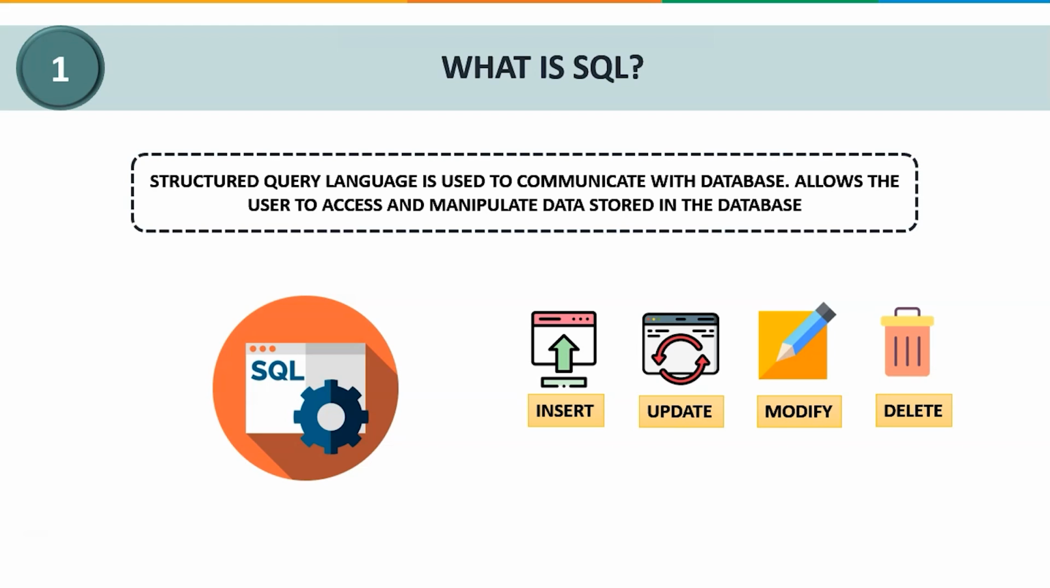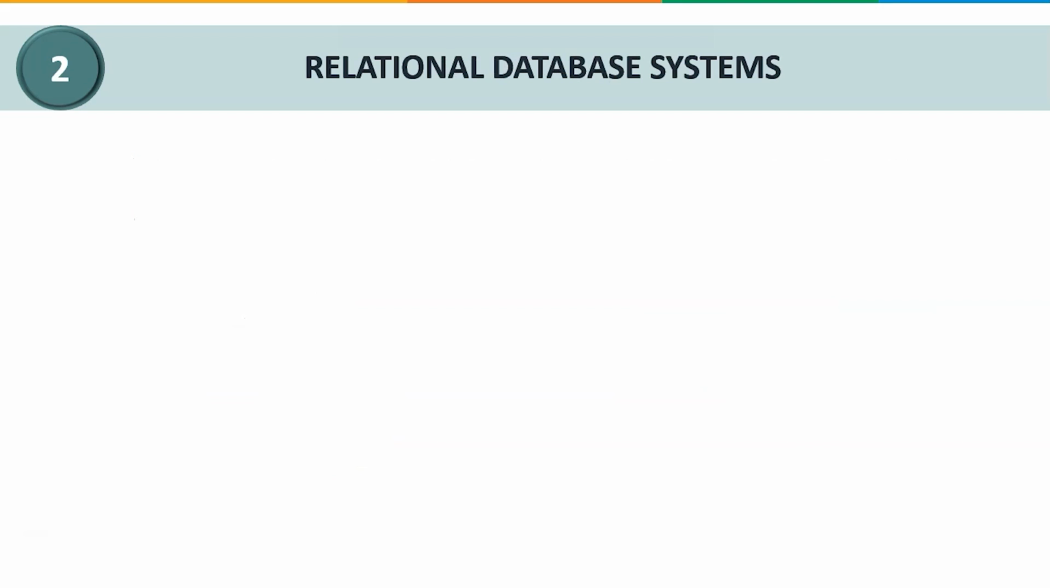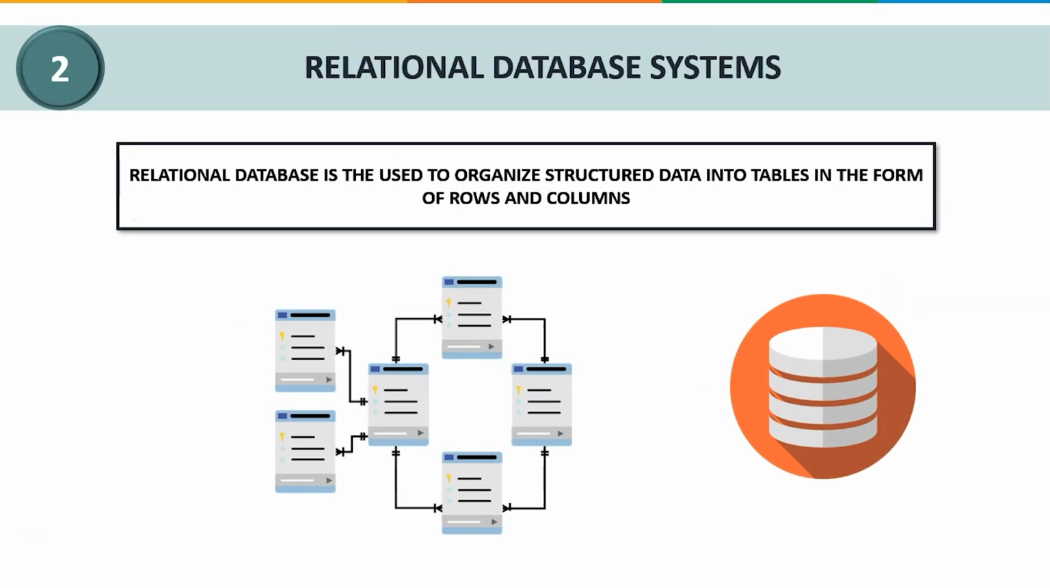Now, SQL is used to perform various actions such as to insert data, to update, modify and delete the data in the database as well. Now, when we talk about SQL, it is important that we talk about relational database systems as well. A relational database system or RDBMS is a database system that stores and fetches data in the form of tables, that is in the form of rows and columns.